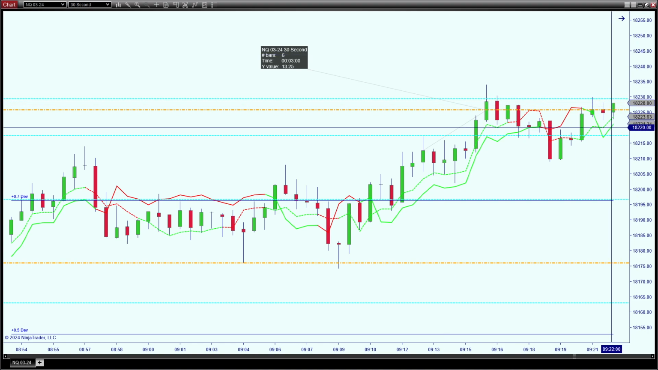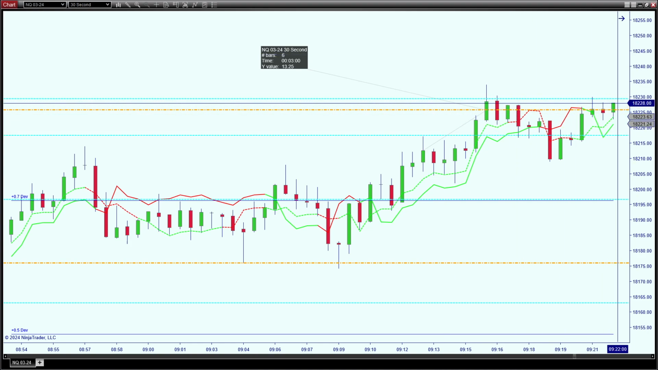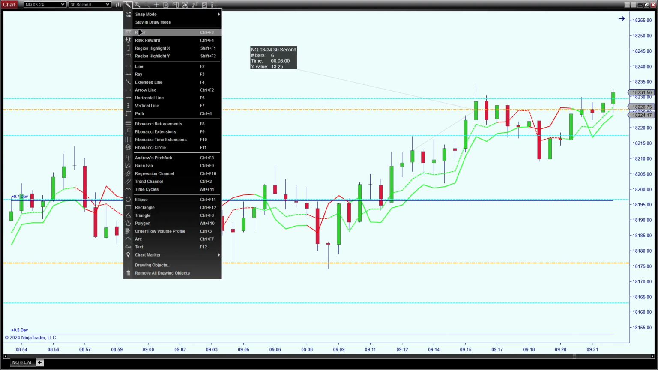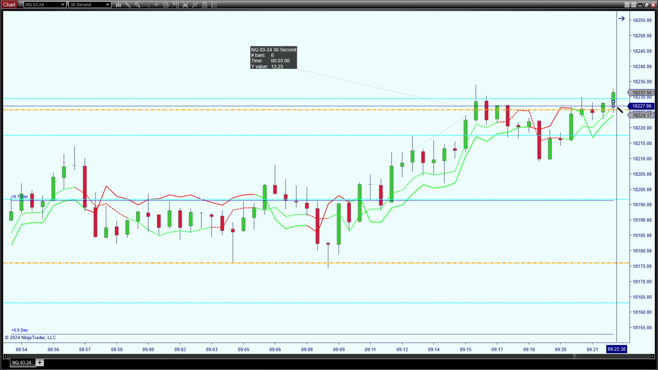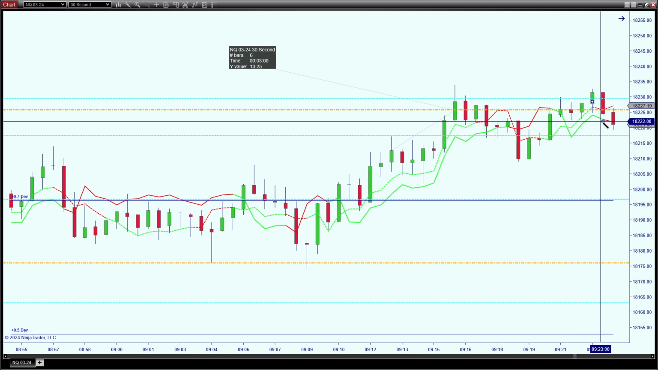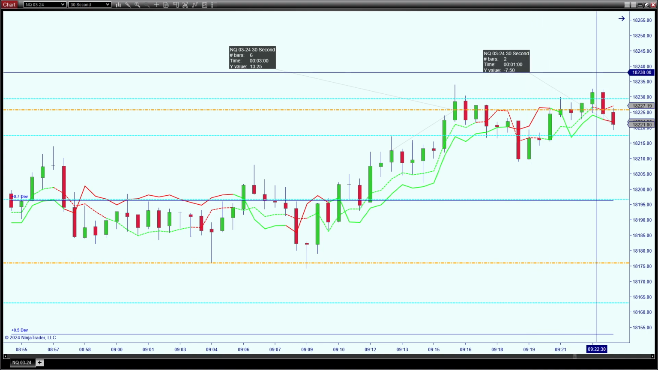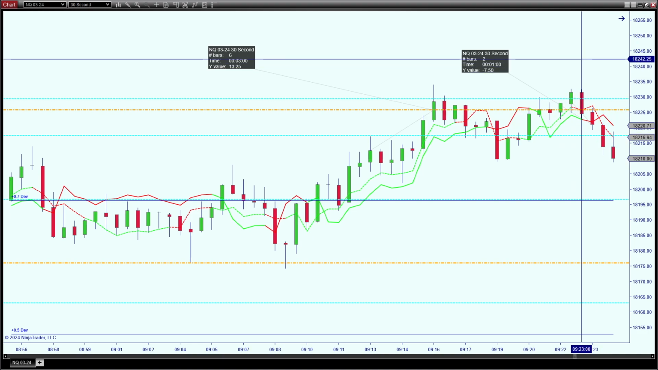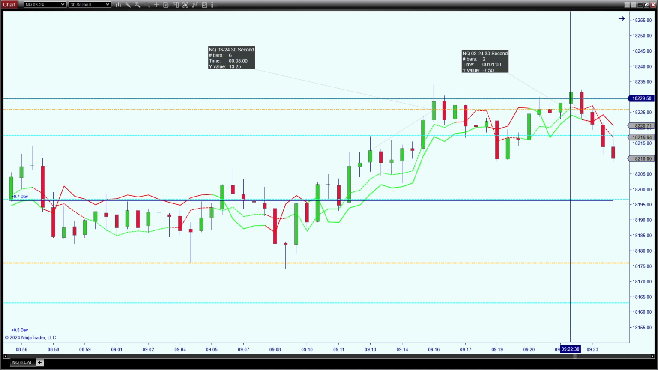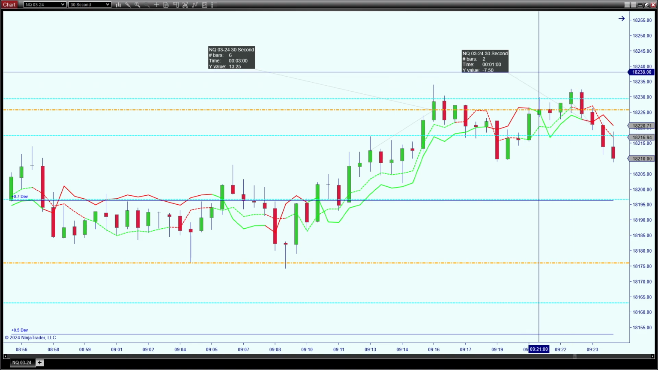Here, angling up again. This is a pretty strong angle. The stronger the angle, the more likely it is to work. Right at a level, right at the highs too, so you need to be careful. Enter there, and we come back down, stop out there. So -8 points there. You can see right at the high, right at these levels, not the greatest trade.